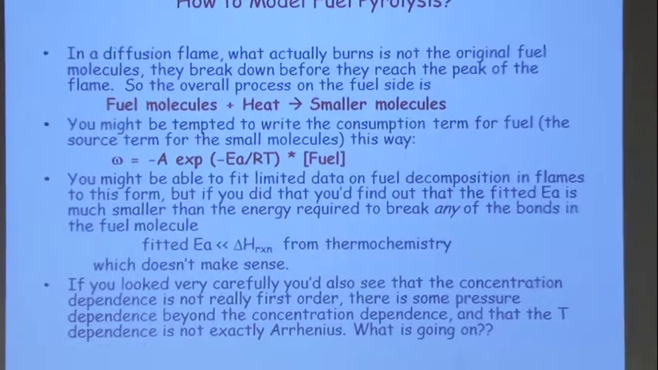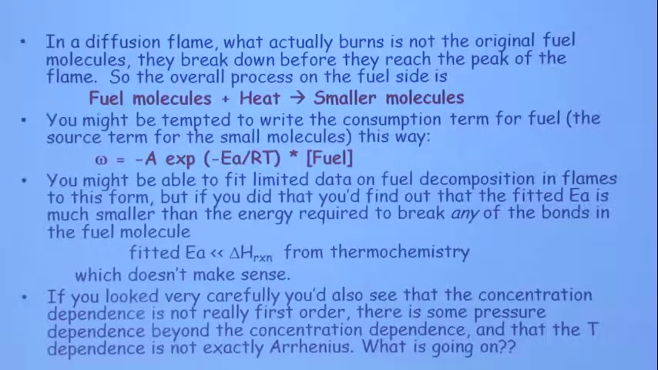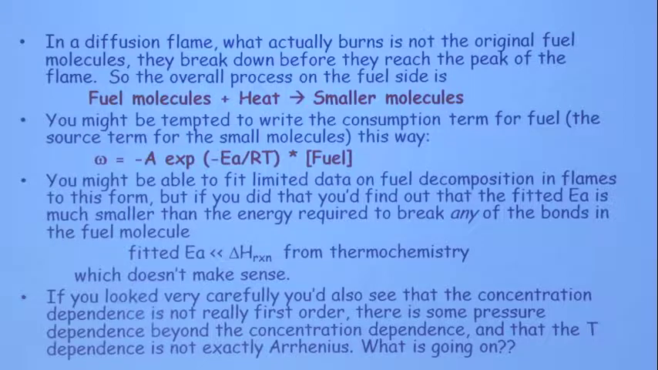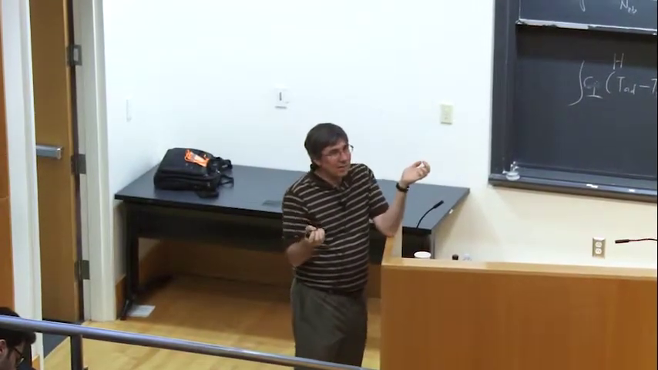But if you did it and looked at it carefully, you'd find out that the fitted EA value is considerably smaller than the energy required to break any of the bonds in the fuel. So the EA for this process is much lower than the actual energy it takes to break any bond. So that's kind of weird. How can you have a reaction where the process is breaking a bond, but the EA is much smaller than breaking a bond? That's very strange.